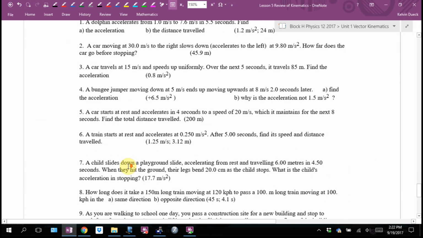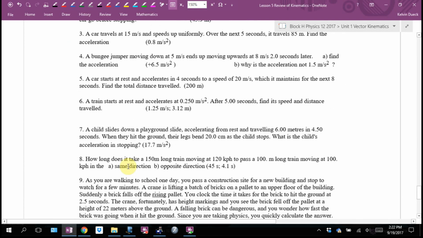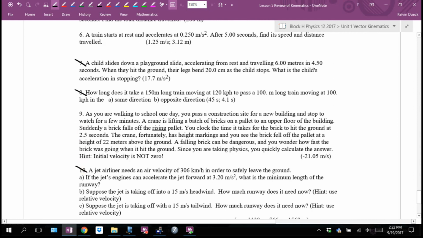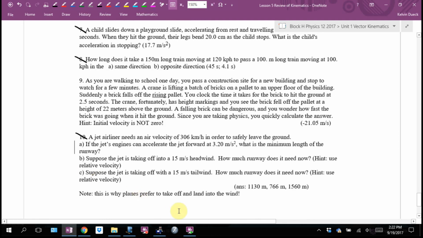What's your homework? Take-home quiz and this, except you can cross out number 7, number 8, and number 10. So also 1, 2, 3, 4, 5, 6, and 9. I was hoping to give you 20 minutes. You got 19 minutes. I was a little bit off.